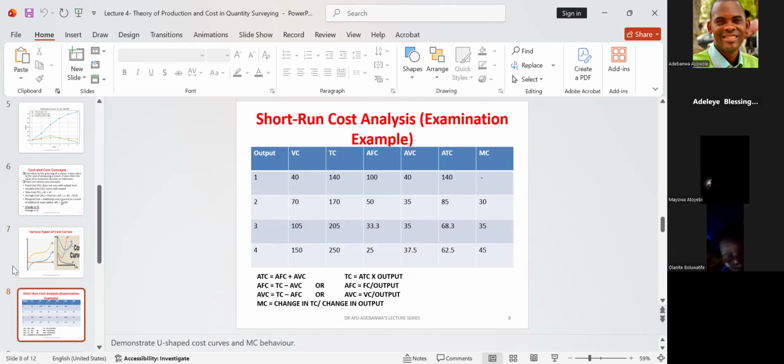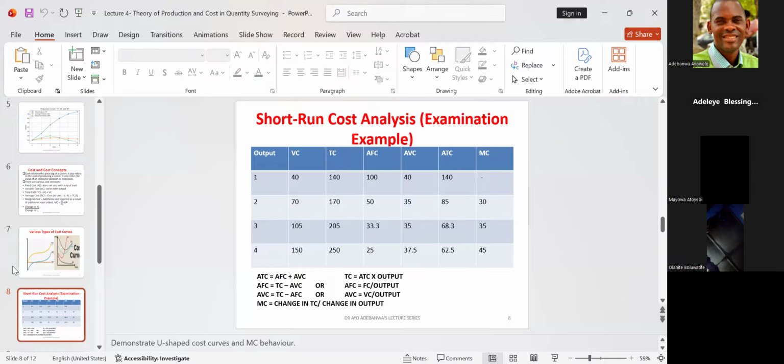Now, let's look at the table here, the short run cost analysis. You have output, 1, 2, 3, 4. You have variable cost. Please look at this table. That's what I will use to explain this lecture. It is not going to be too long a lecture. You have variable cost, then total cost, average fixed cost, average variable cost, average total cost, and marginal cost. Now look at the footnotes underneath it.